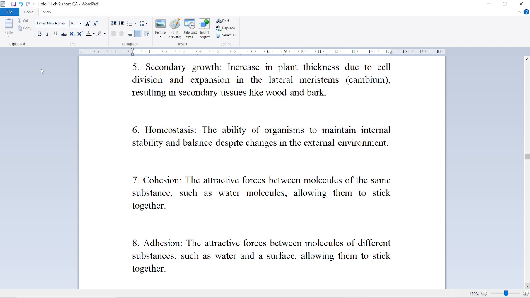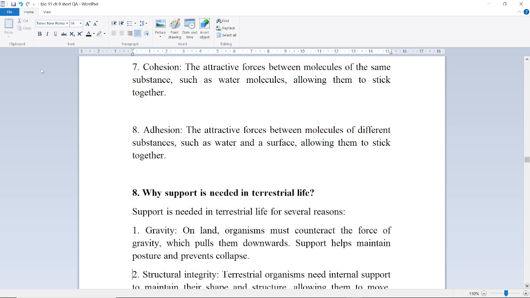Next is cohesion: the attractive forces between molecules of the same substance, such as water molecules, allowing them to stick together. Adhesion: the attractive force between molecules of different substances, such as water and a surface, allowing them to stick together.